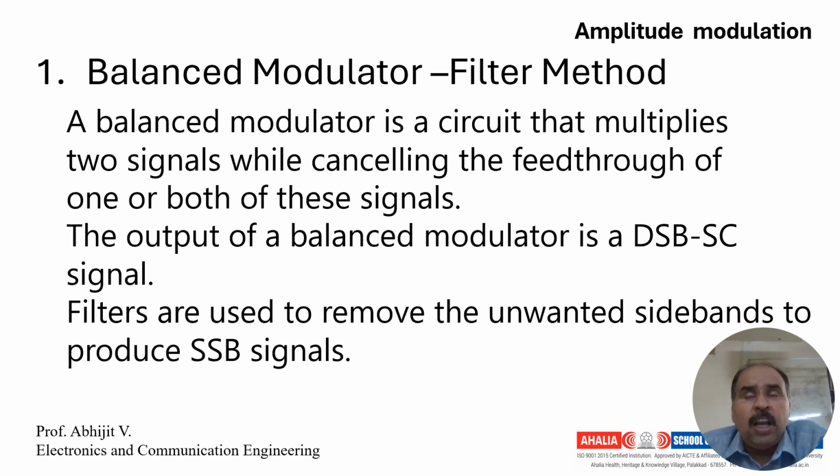Now we'll see how to explain this block diagram and what the other features of the balanced modulator filter method are. A balanced modulator is a circuit that multiplies two signals. We have already seen that to generate a DSB-SC signal, we multiply m(t) with c(t). Here a balanced modulator is a circuit that multiplies both signals while cancelling the feedthrough of one or both of these signals. The output of a balanced modulator is a DSB-SC signal. Filters are used to remove the unwanted sidebands. After the DSB-SC signal, that is, after suppressing the carrier frequency component, we filter out, using a band pass filter, either the upper or the lower frequency sideband.